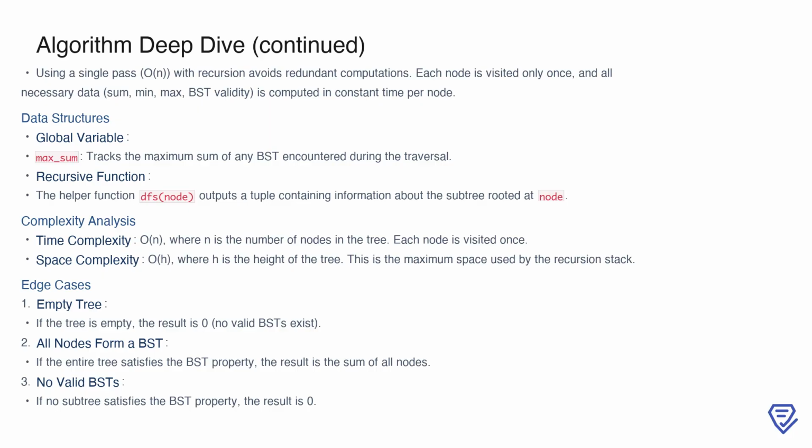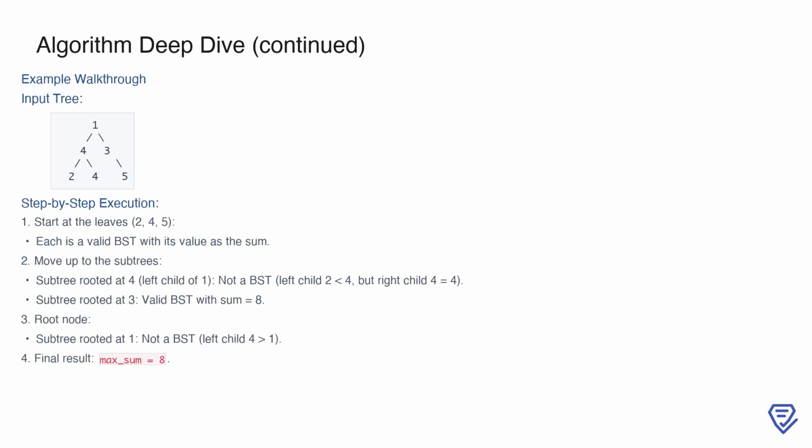The space complexity is O(h), where h is the height of the tree. This accounts for the maximum space used by the recursion stack in a depth-first traversal. Edge cases to consider include an empty tree, which results in a sum of 0 as there are no valid BSTs, and the case where the entire tree itself satisfies the BST property, in which case the sum of all nodes is the result. Let's walk through an example to clarify the algorithm.